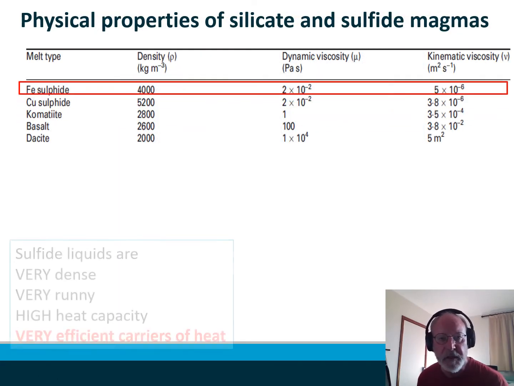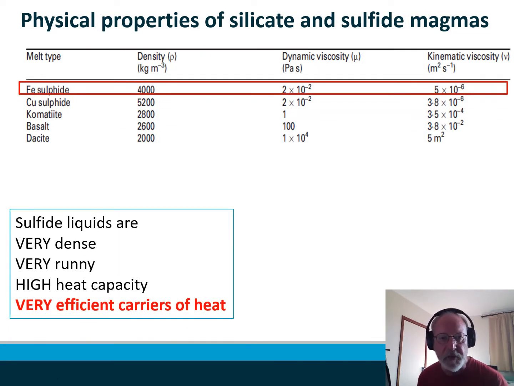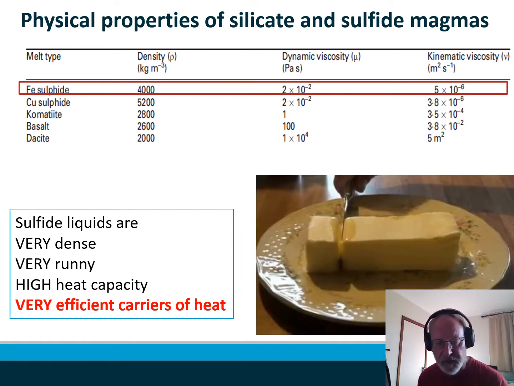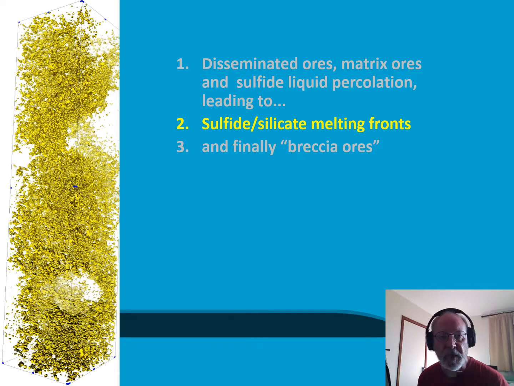So that's a good point, just to remind you of this essential feature. Sulfide liquids are very dense and very runny, and have very high heat capacity, and all of that together means that they're very, very efficient carriers of heat. So that gives rise to this hot knife through butter analogy. And we're going to be coming back to that.